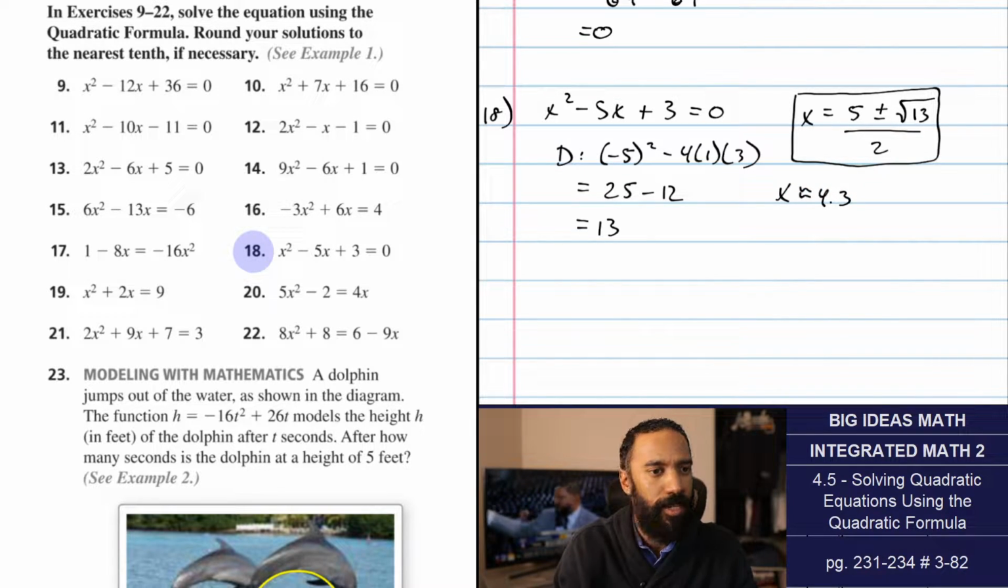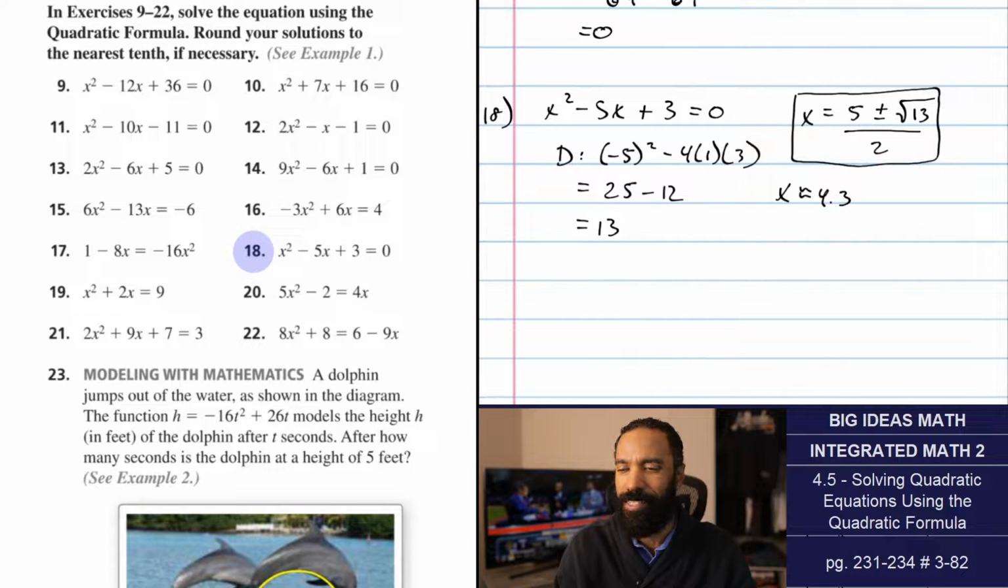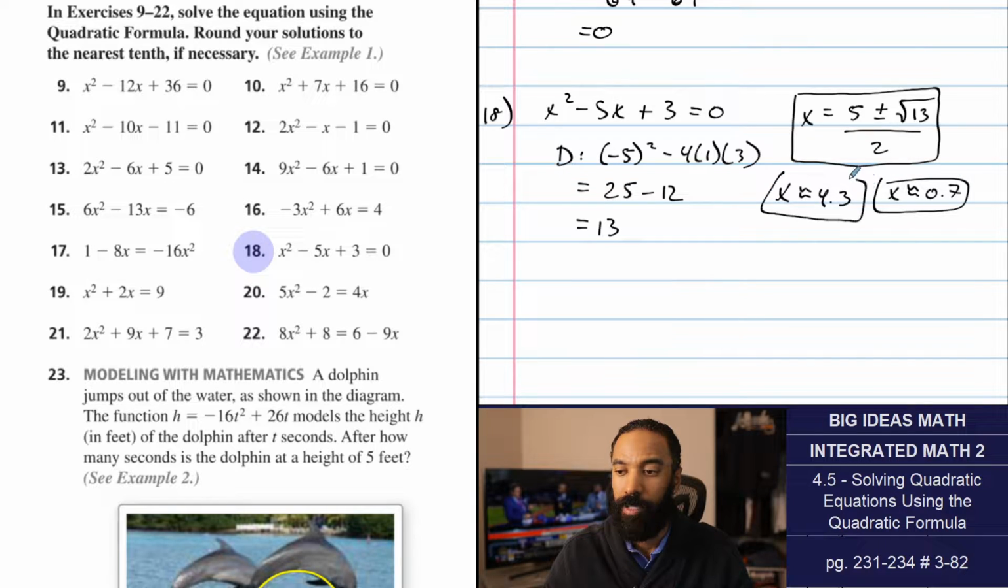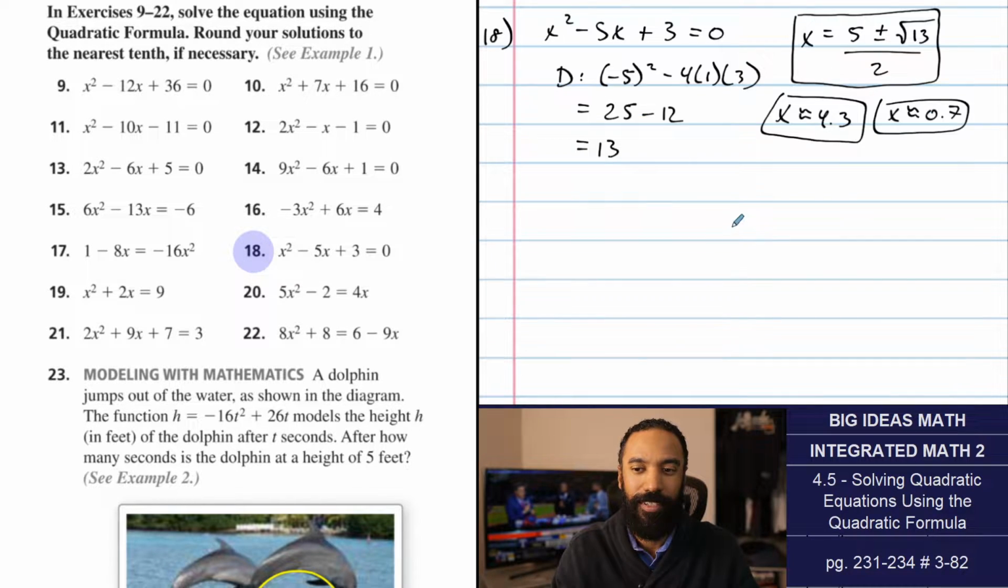Is that what they said? Nearest tenth, so 1 decimal place. So 4.3-ish is going to be one of the values. And then, whoops, sorry about this. And then 0.697, so about 0.7 is the other solution there. Those are the x-intercepts, where they cross the x-axis. The vertex is at 5 over 2, right? Negative b over 2a. And then these are equidistant from there.